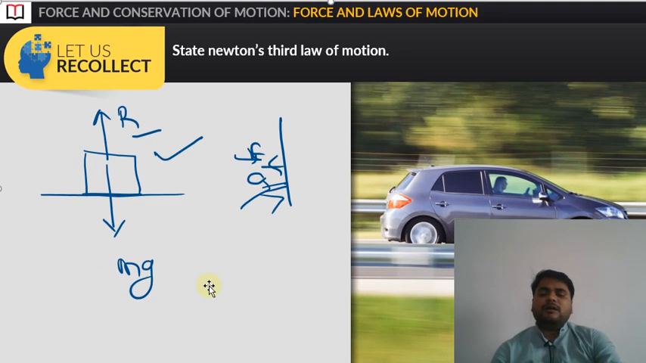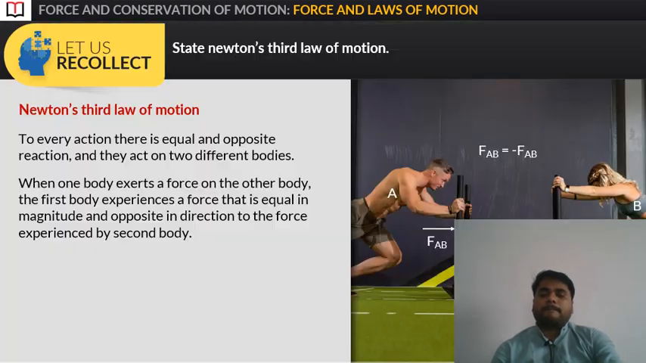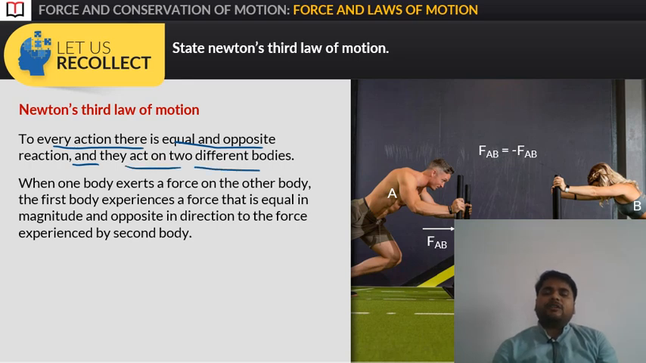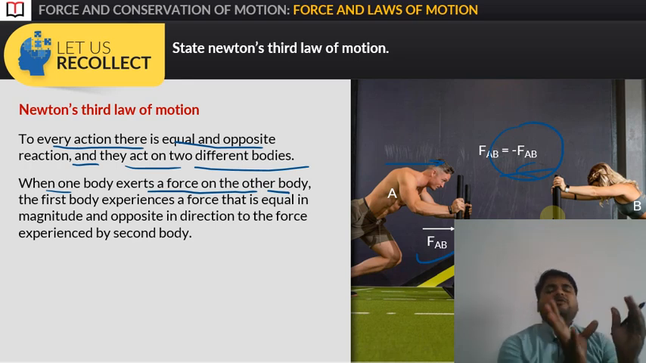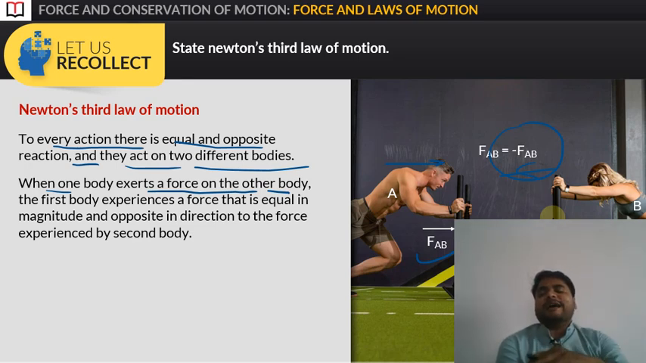Now, coming to the definition: to every action there is an equal and opposite reaction, and they act on two different bodies. When one body exerts a force on the other body, here the man is trying to push the cart with force F_AB, then the cart is also applying an opposite force, that is equal to F_BA, which is minus F_AB. It means the magnitude of the force is equal to F_AB, but the direction is just opposite. It means every action has an equal and opposite reaction.